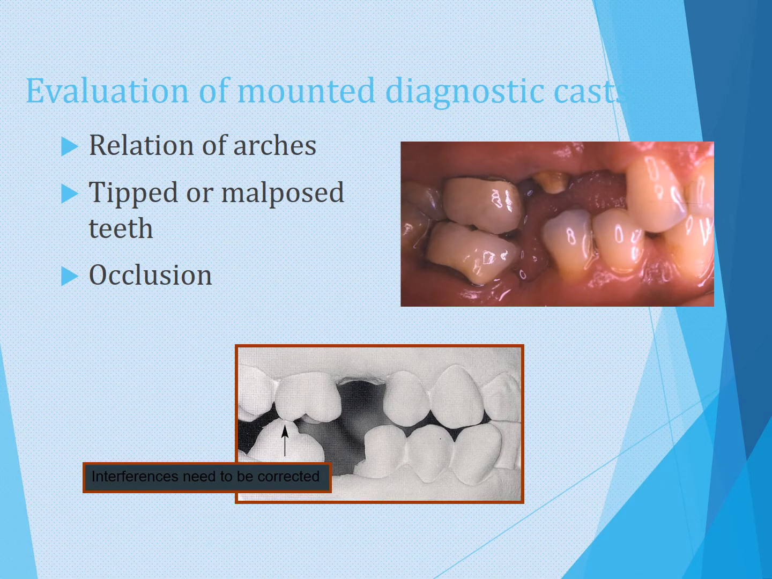Okay, do we need to increase the vertical dimension or not? For that you need to evaluate the interarch occlusal relationship. Okay, evaluation of mounted diagnostic cast. So relation of the arches has to be done. Tipped or malposed teeth have to be seen. Occlusion has to be evaluated, guys.